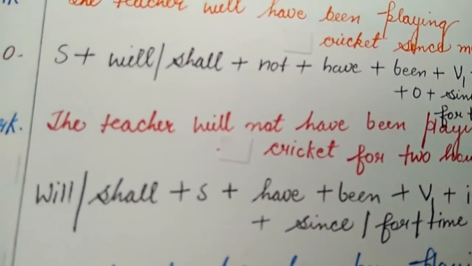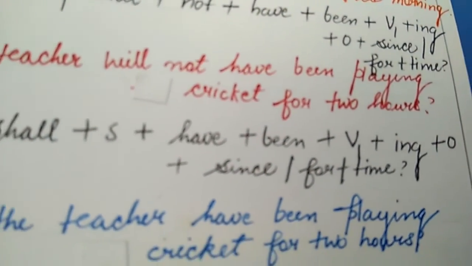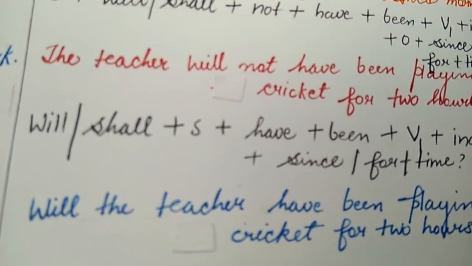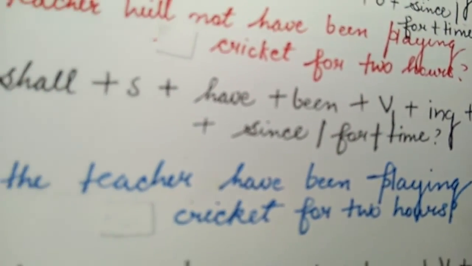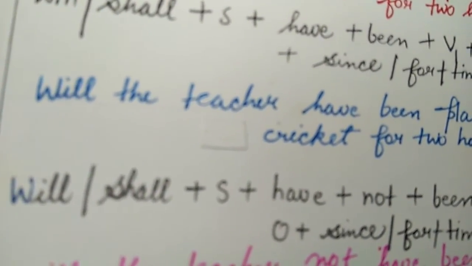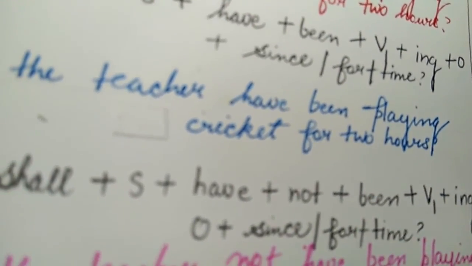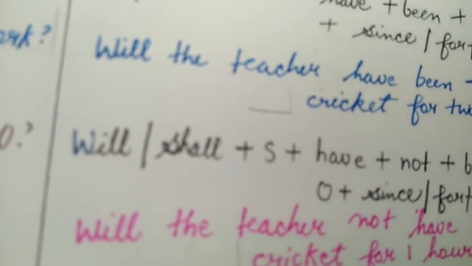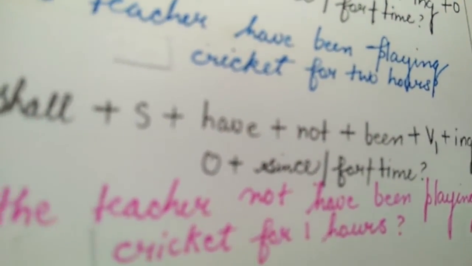Interrogative. Will/shall plus subject plus have plus been plus first form of the verb plus ing plus object plus since/for plus time. For example, will the teacher have been playing cricket for 2 hours? Interrogative negative. Will/shall plus subject plus have plus not plus been plus first form of the verb plus ing plus object plus since/for plus time. For example, will the teacher not have been playing cricket for 1 hour?